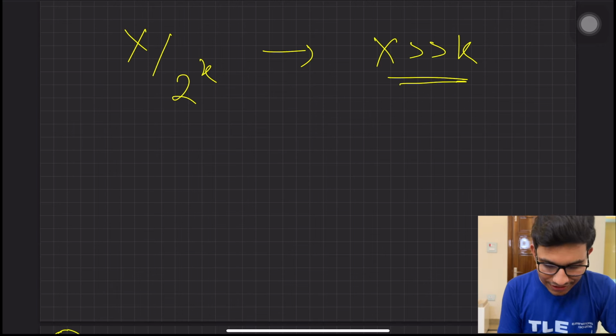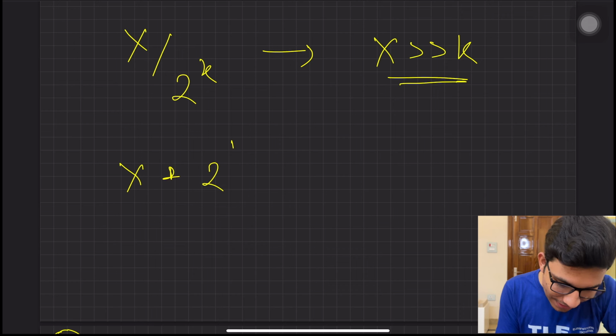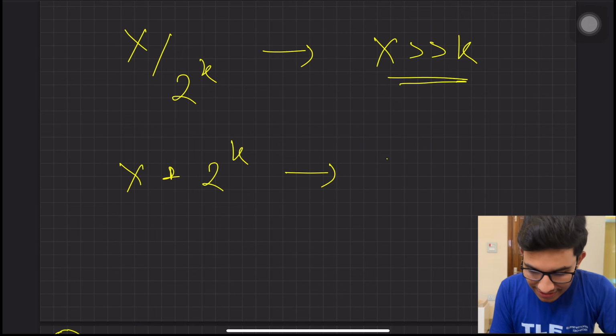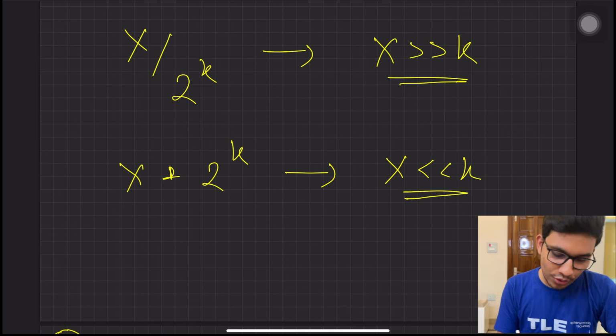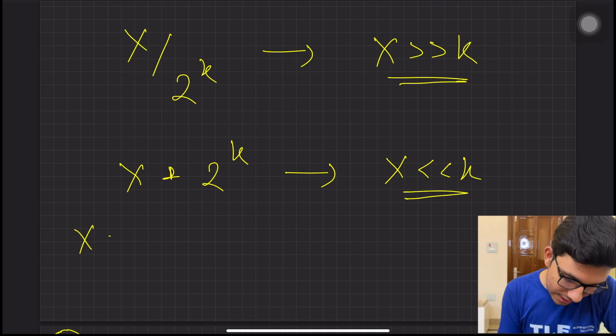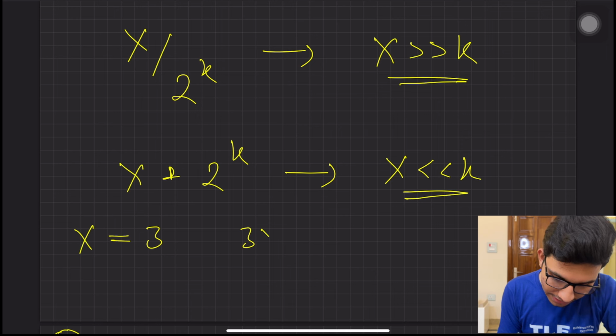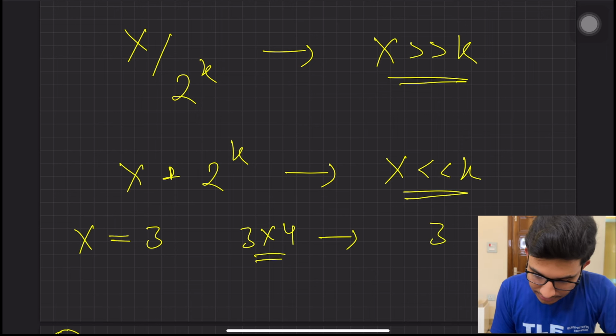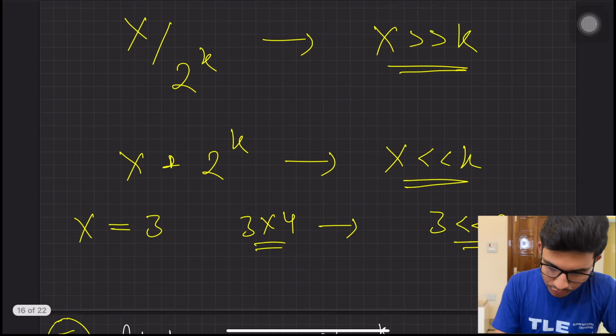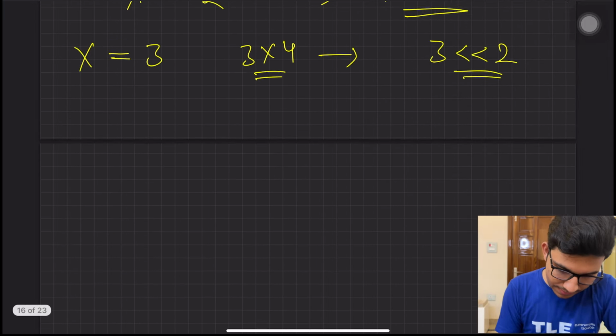Okay, and similarly, if you want to do x multiplied by 2 to the power k, this is the same as saying x left shifted by k steps. If you want to look at an example, let's suppose x is equal to 3 and you want to do 3 multiplied by 4. So this is the same as saying 3 left shifted by 2 steps. Okay, let's look at an example, or let's just consider this same thing.